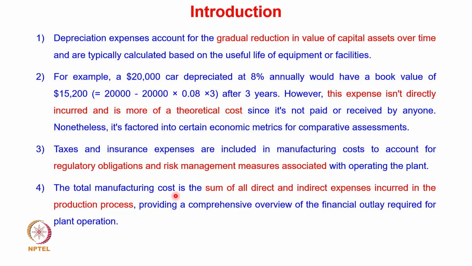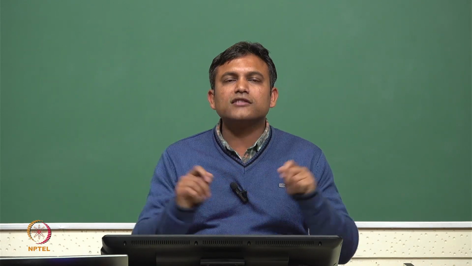So the total manufacturing cost is the sum of all direct and indirect expenses incurred in the production process, providing a comprehensive overview of the financial outlay required for the plant operation. When we sum up direct and indirect cost, that gives us the total manufacturing cost, and this is the operating cost. Similarly, we can calculate the total capital cost, which is the fixed capital cost and working capital cost. Both the capital cost and the operating cost, that total is going to give us the total cost of the project.